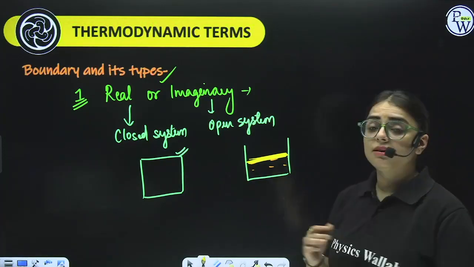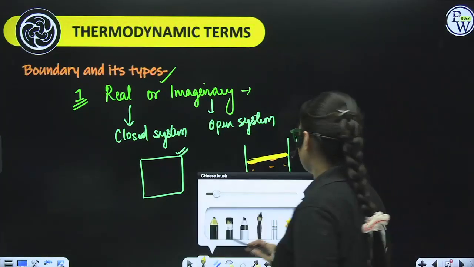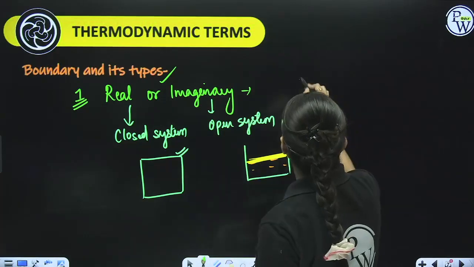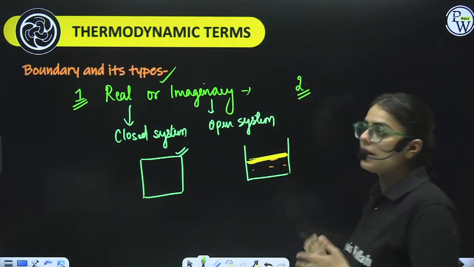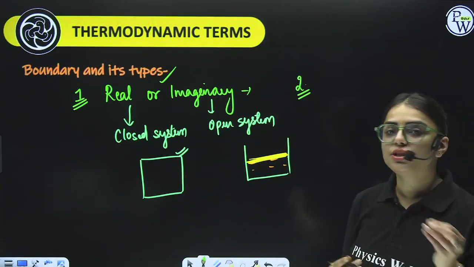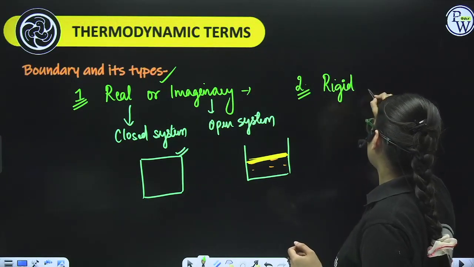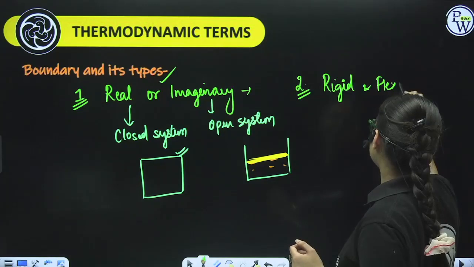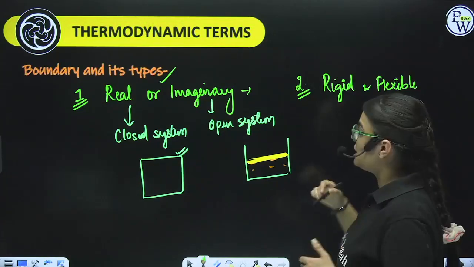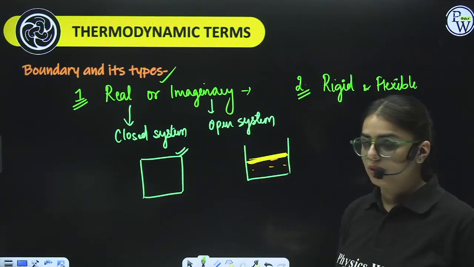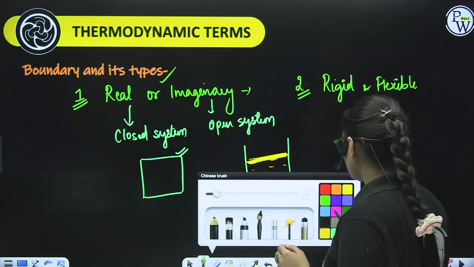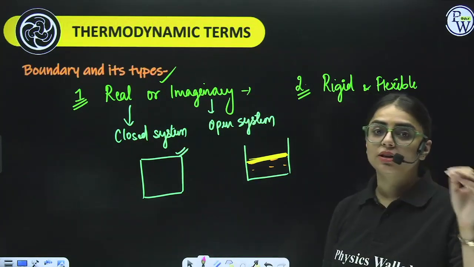So this is basically seen in the case of open system, right? In a similar manner, students, if I have to explain to you about the boundary and its types, I can say that it can be rigid and it can be flexible. Now in the case of rigid and flexible, let's explain in terms of open and closed only.